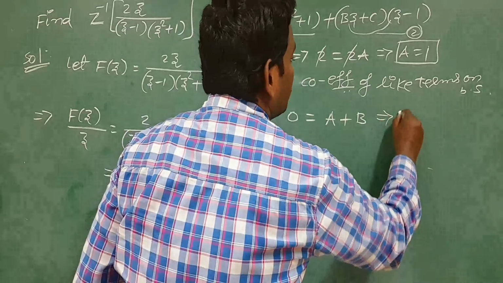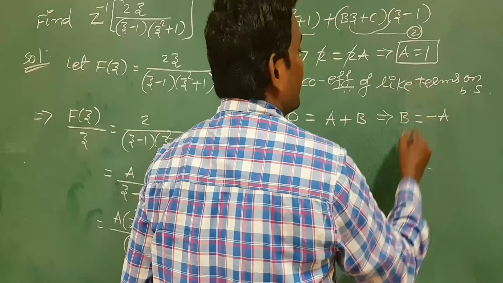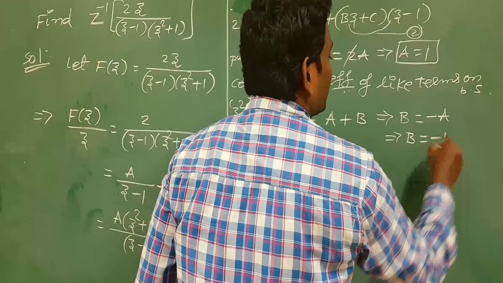So what is the b value? If you take this term to this side, you will get minus a. Already we got the a value. So the b value is minus 1.